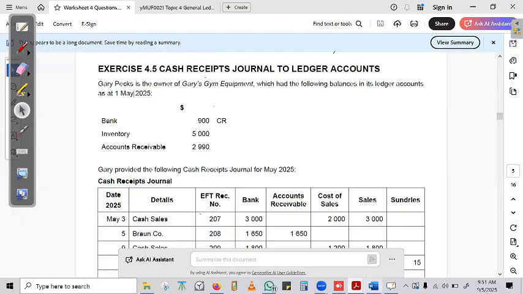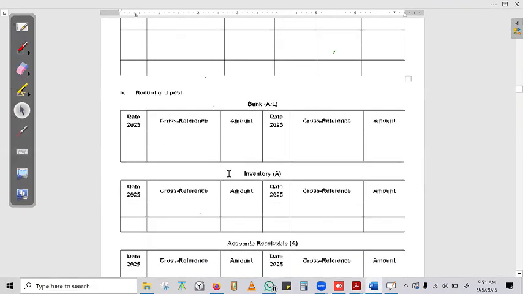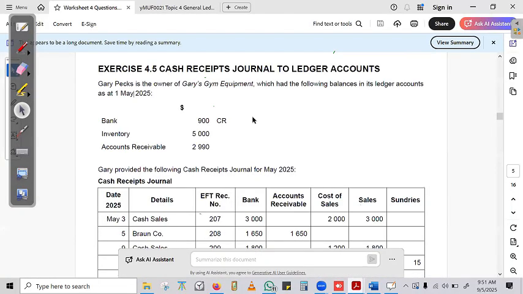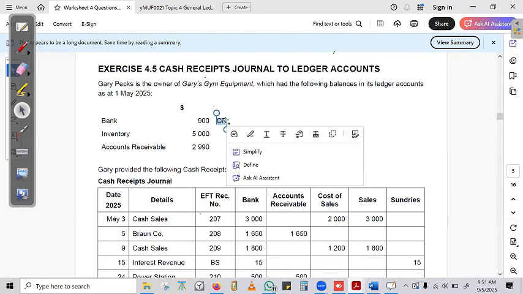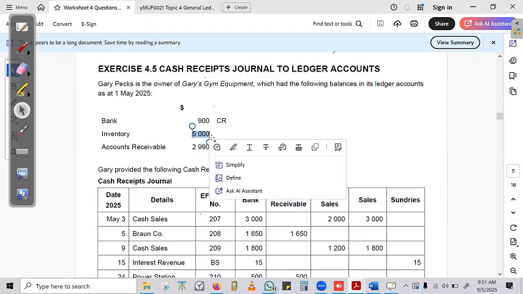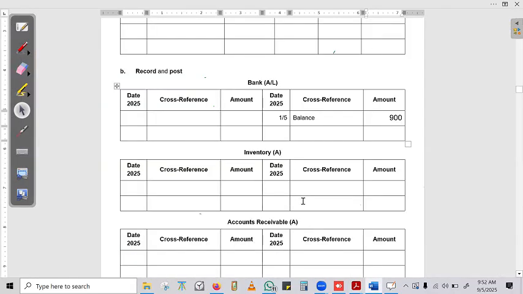So 1st of May, we go to the bank account, 1st of May, 1/5, right? The cross reference is balance and 900. We enter it on the credit side because it says credit in the question, right? If it doesn't say anything, it will be debit. Inventory, we know it's an asset. Assets have debit balances. Inventory 5,000, right? So go to inventory, put 5,000 on the debit side and write balance for that. 1/5 balance.